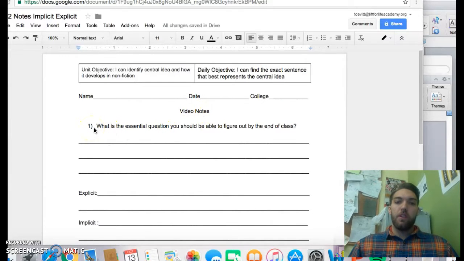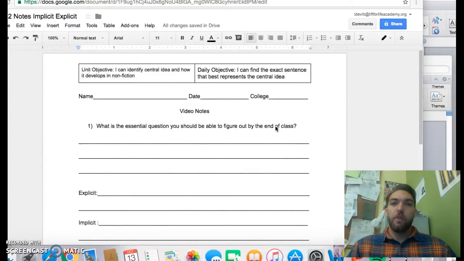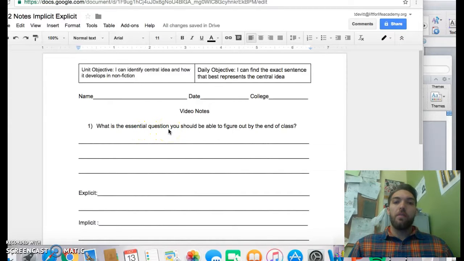So the first thing you're going to be looking at is thinking, what is the essential question that you should know by the end of class? And we're going to do kind of a question-based, inquiry-based approach for this. You're going to be figuring this out yourself by the end of class. So what I want you to be able to figure out, our question is, where will our central idea statement usually be in a nonfiction article? Okay, where will our central idea statement usually be in a nonfiction article?